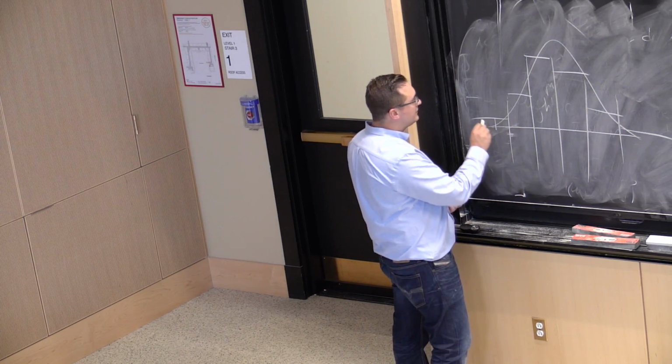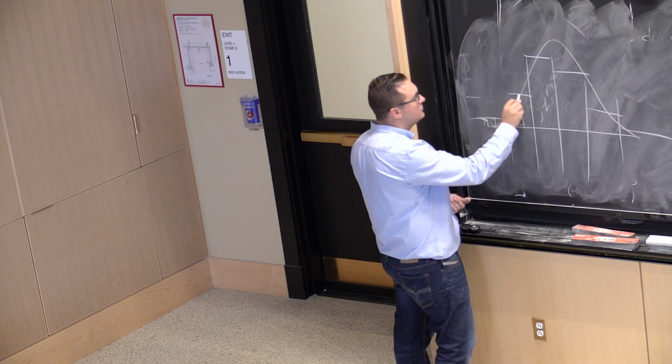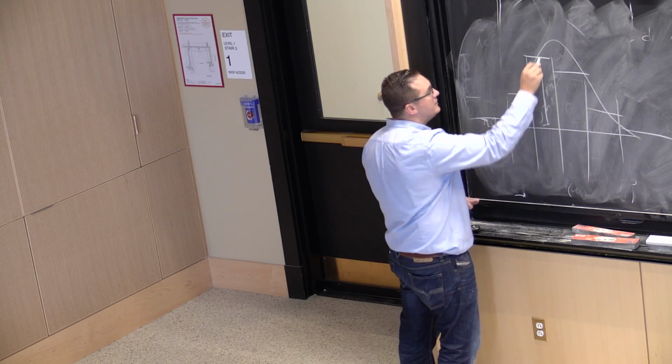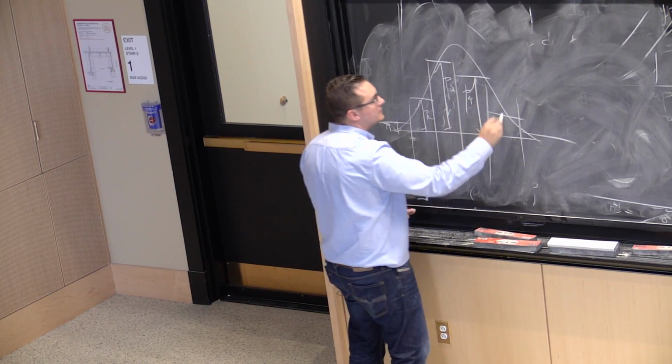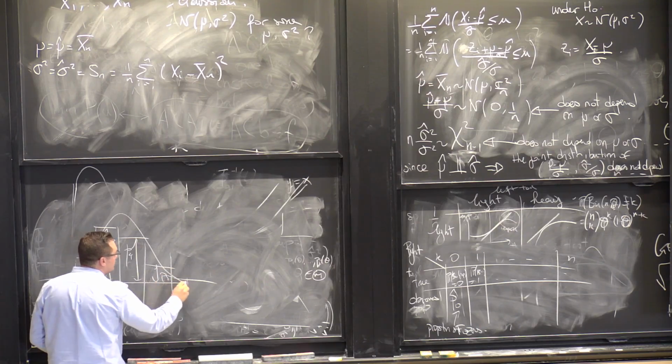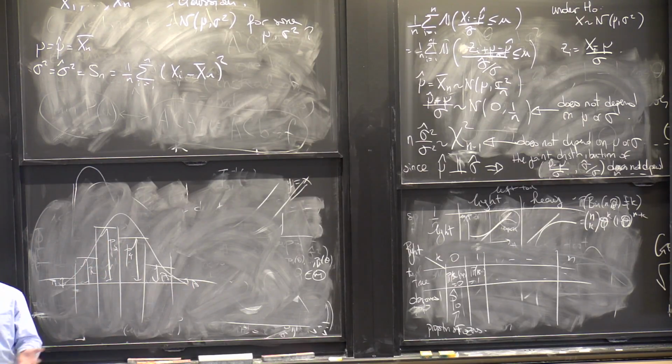The value here is P1. This is P2. This is P3. This is P4. This is P5. And P6. Right? I've discretized my Gaussian into 6 possible values. That's just the probability that they fall into a certain bin.